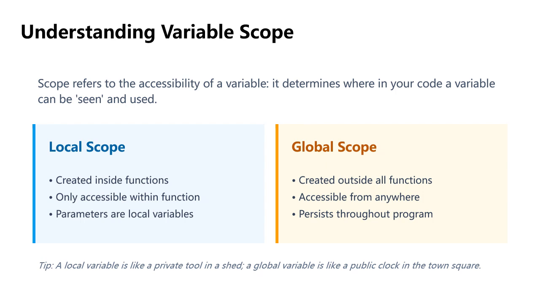Then there is global scope. Variables created outside of all functions are global. Think of these as being in the open air. Any part of your code can reach out and use them. To keep it simple, imagine a local variable is like a private tool locked inside a specific workshop. A global variable is more like a public street light that everyone in the neighborhood can see and benefit from.